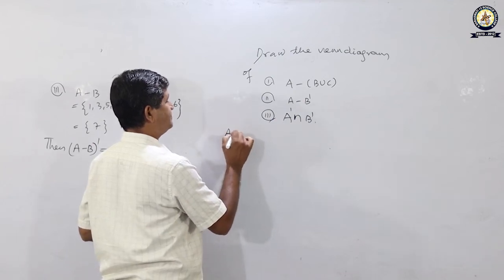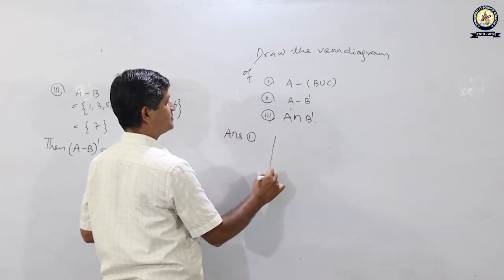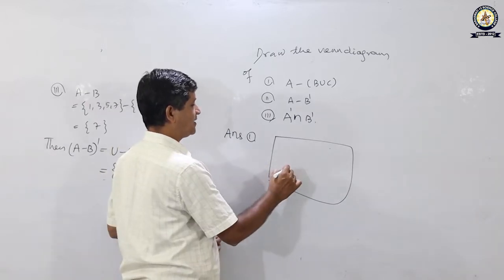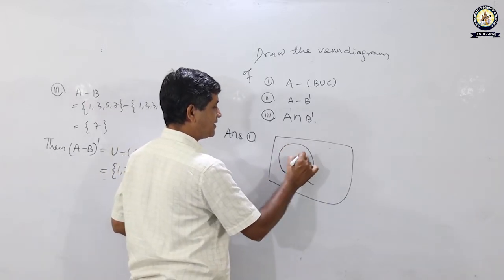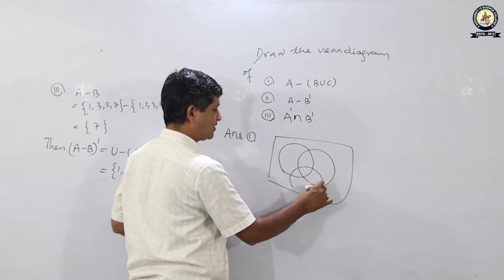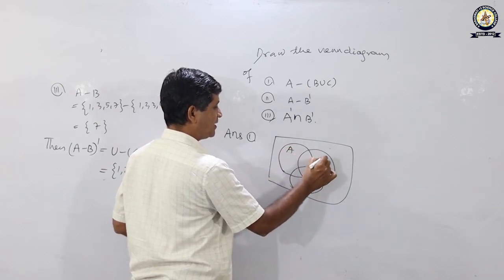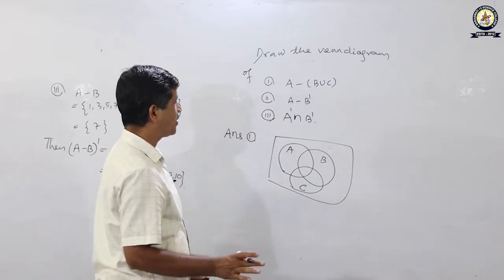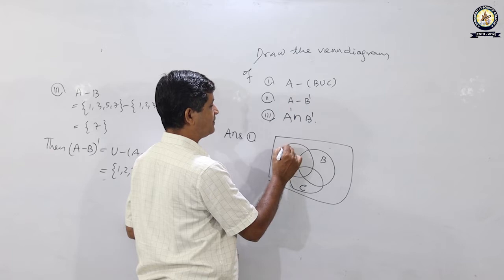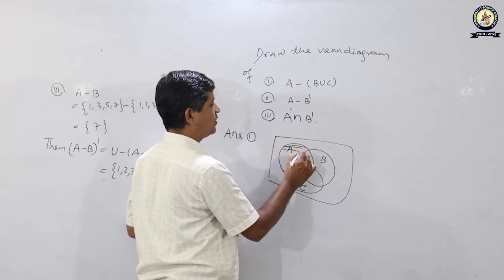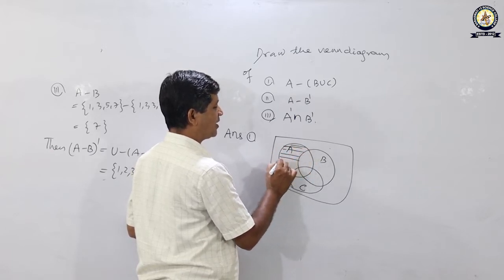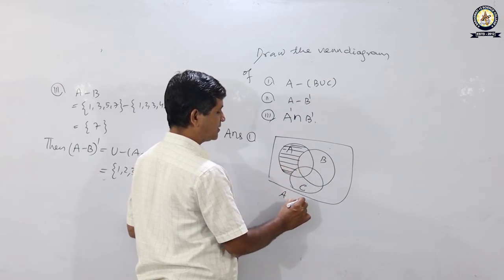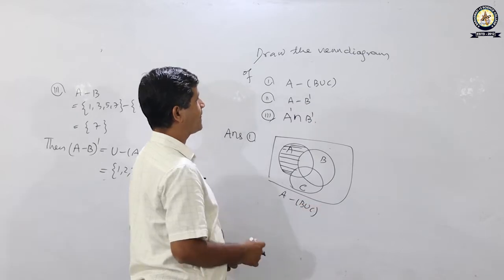Come to the first one. This is the universal set, this is the A set, this is the B set and this is the C set. We just eliminate B and C from A. So these are the elements which are present in A but not in B or C. So this is A difference B union C.